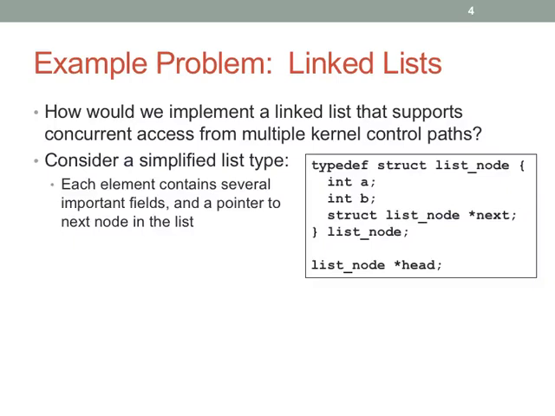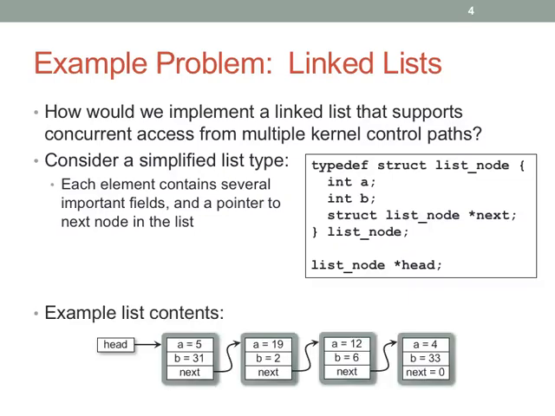Okay, so we have this really simple type. Notice we just have two values in each linked list node. We have a struct list node with A and B, and a pointer to the next node as per usual. So this is a singly linked list, and we have another list node star for the head of the list. And so we might have something like this.